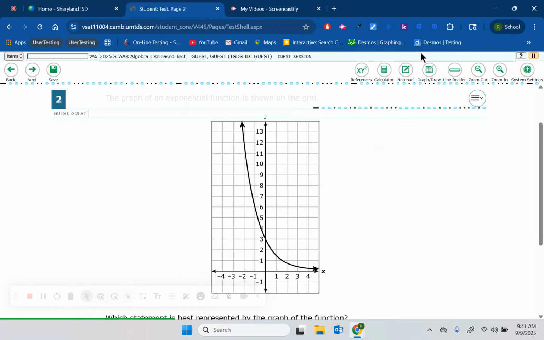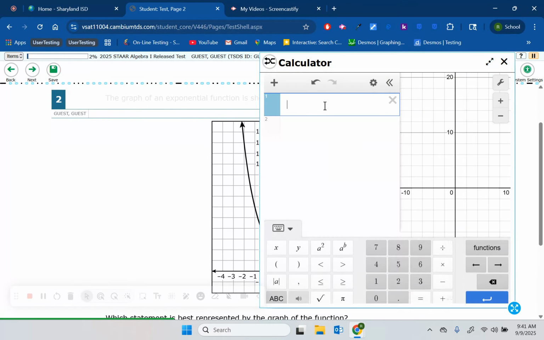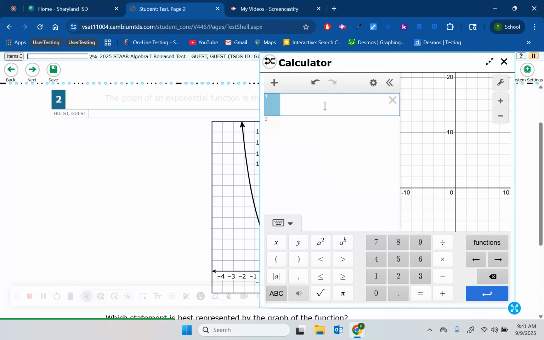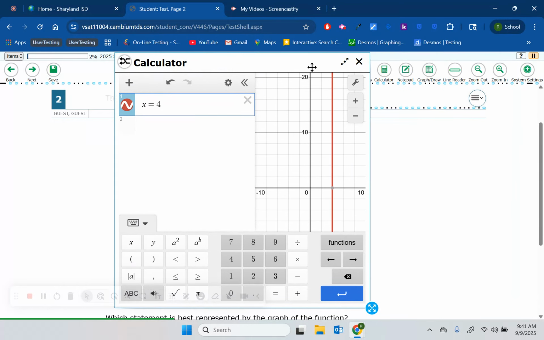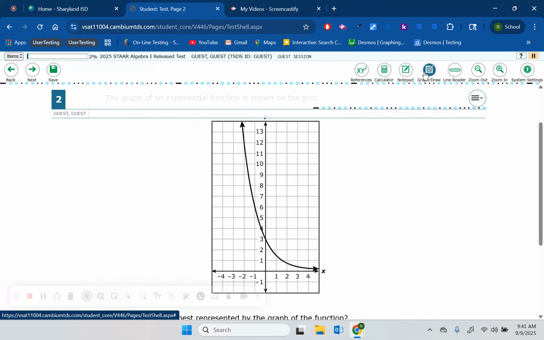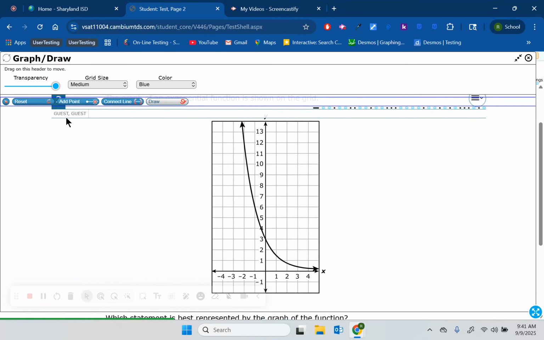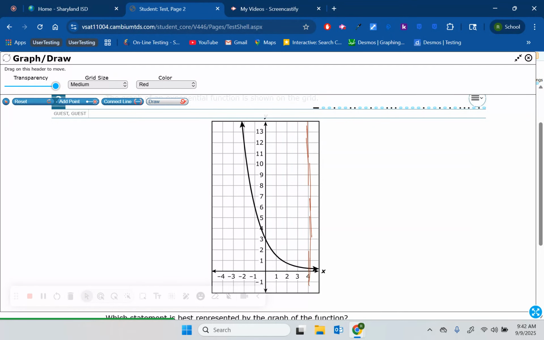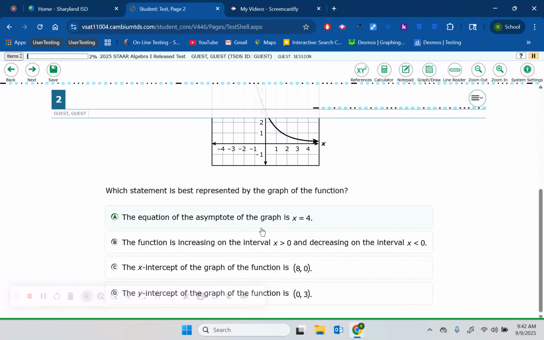If I use your calculator, for example, it's like a borderline. If I put in x equals 4, you see this line here? It goes straight up and down. So for this problem, it's telling me that this guy will never touch x equals 4. And we know it does. It goes right through it. So that's not the answer. It's gone.